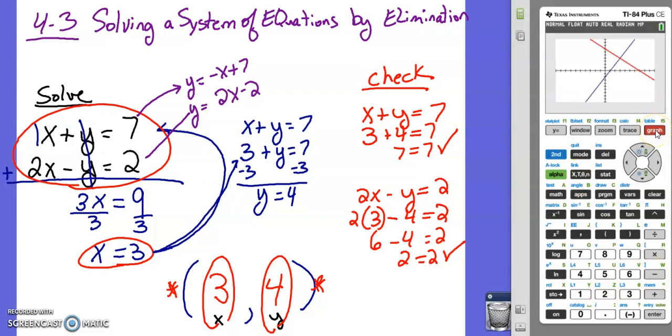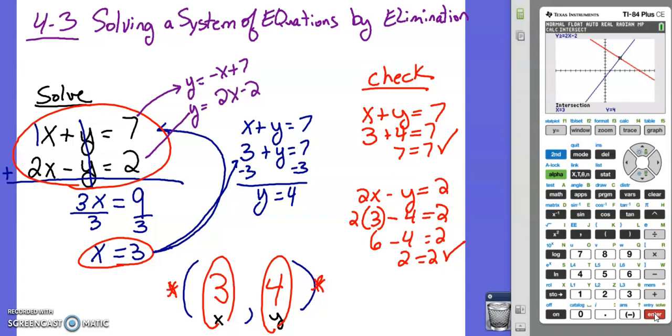And if I graph this, it looks like the point is (3, 4), just by looking at it. But I also showed you guys you can do the point of intersection, second calc, choice 5. And then you just move the cursor over to where it looks like the point of intersection is and press enter 3 times. And look, it says (3, 4) is the point of intersection.